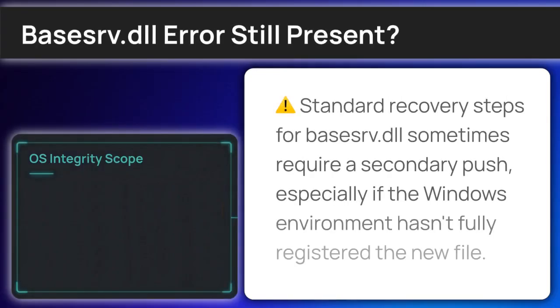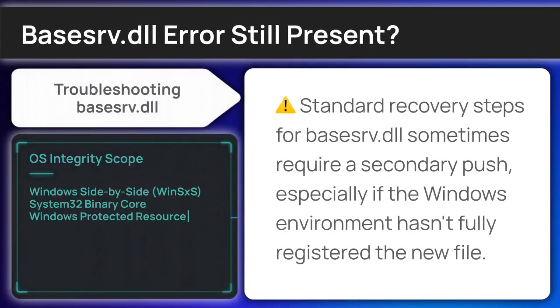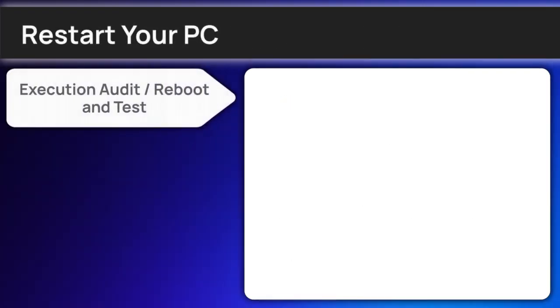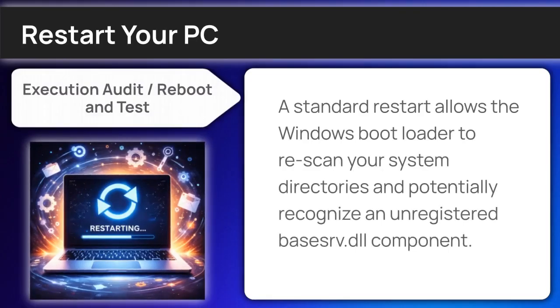If the setup package didn't provide a resolution, we need to look under the hood at how your system handles current session configurations. A full system restart ensures that no background processes are currently locking the Basesrv library file. A fresh boot allows Windows to reinitialize its library map from a clean state.